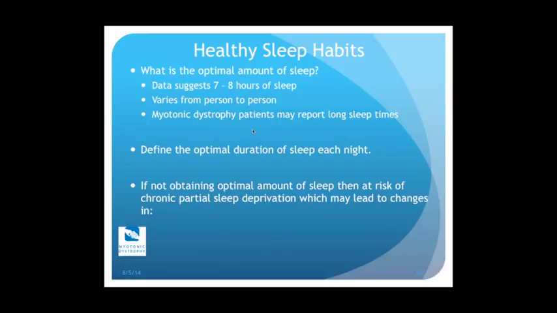But there's a lot of evidence to suggest that if you're not obtaining your optimal amount of sleep, then you are most certainly at risk for something, a nice fancy word here called chronic partial sleep deprivation, basically not getting enough sleep on a chronic basis, which may lead to all sorts of changes such as mood, cognition, memory, attention, concentration, alertness. So again, the message probably here is define the optimal amount of sleep you need and strive to obtain that amount.